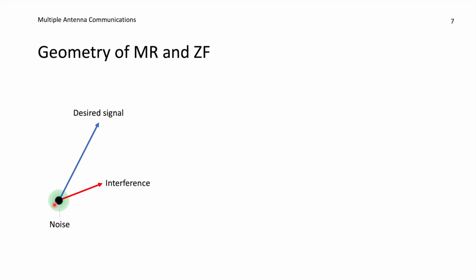So say that we have a desired signal that comes in with the channel vector, the blue one here. Then we have one interfering signal that is having this channel vector, and then there is noise, and the noise will be spread over all directions.